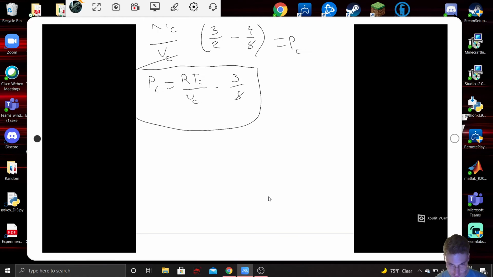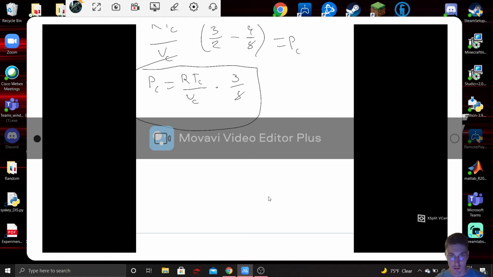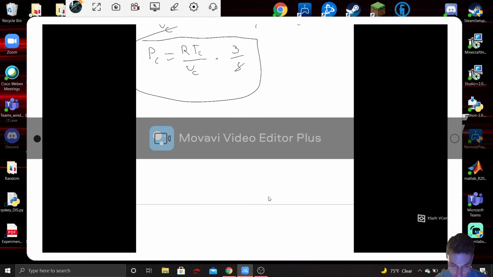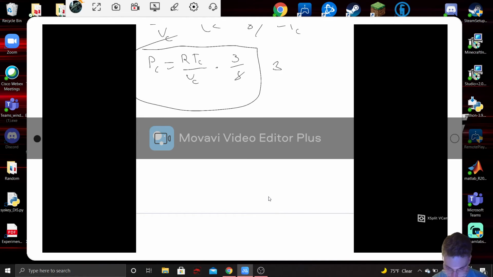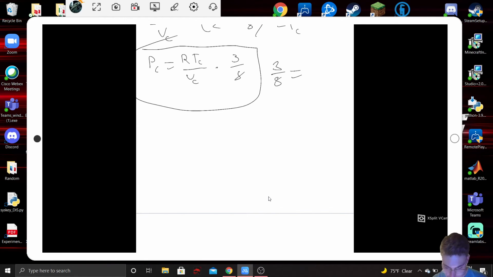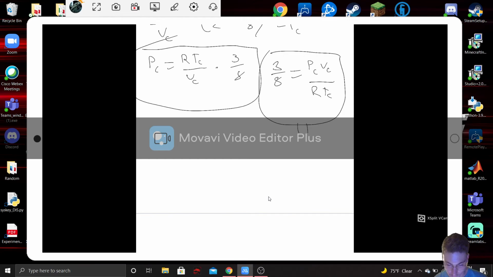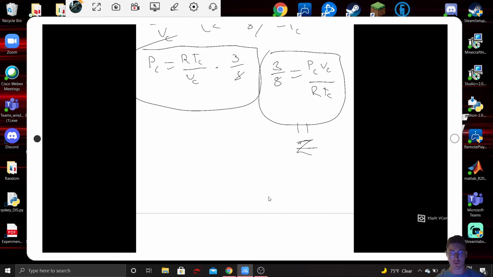So now we have this, and this is our compressibility factor, and essentially, well, actually, no, it's not yet, because if we do this, we can rewrite it as 3/8 is equal to PC VC over RTC. So this is what we have, and we just label this as a Z for the compressibility factor. And what we can do from here is, we got here without any sort of information about whatever gas we're dealing with at all.